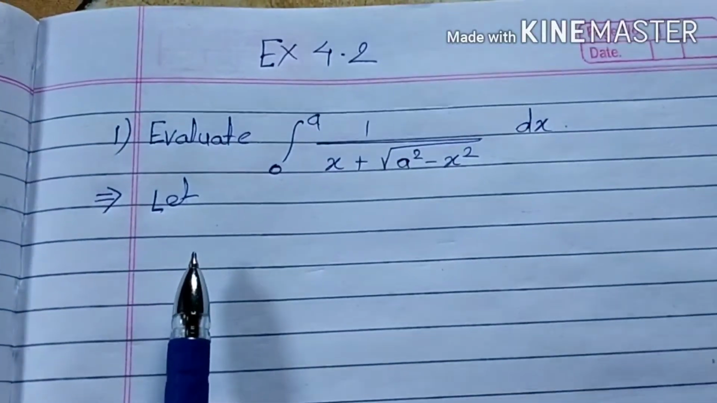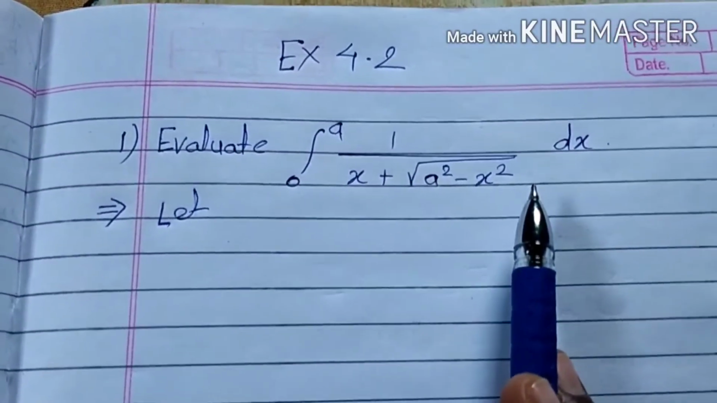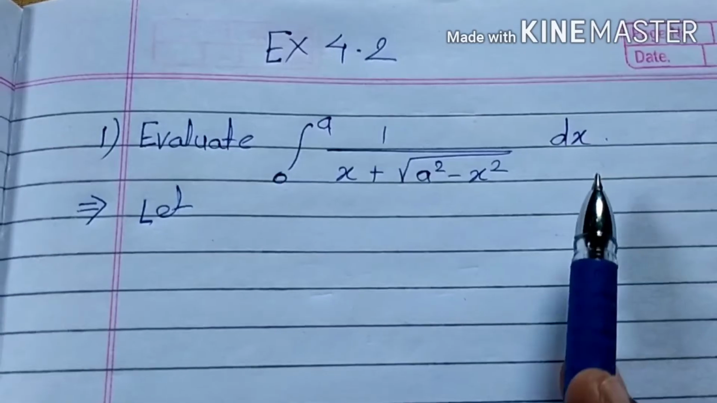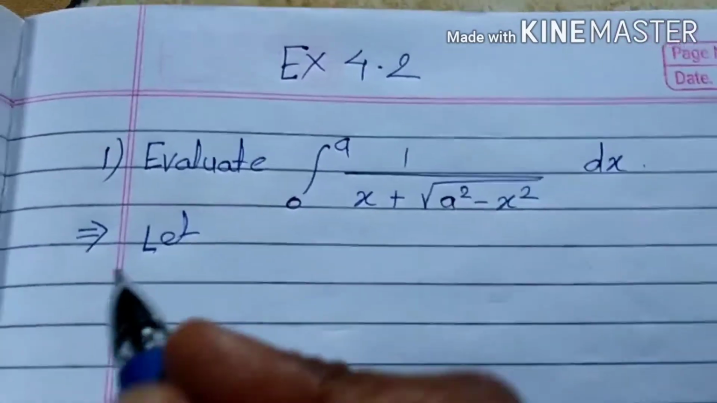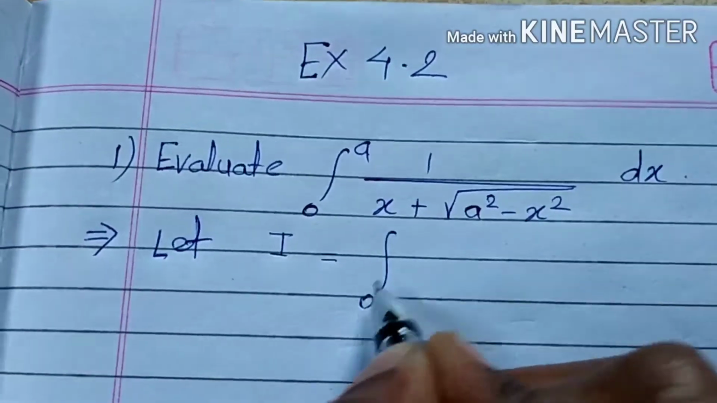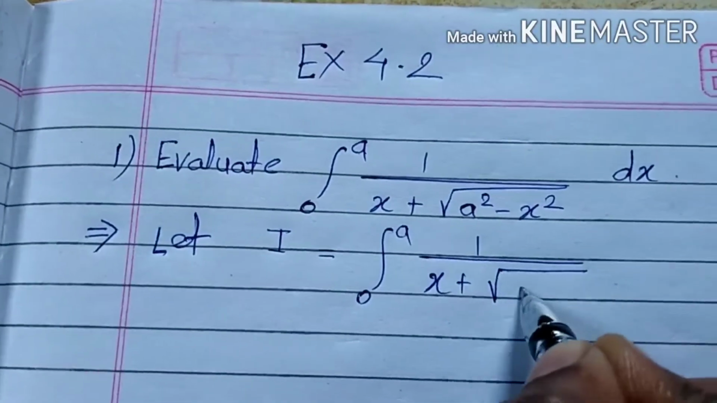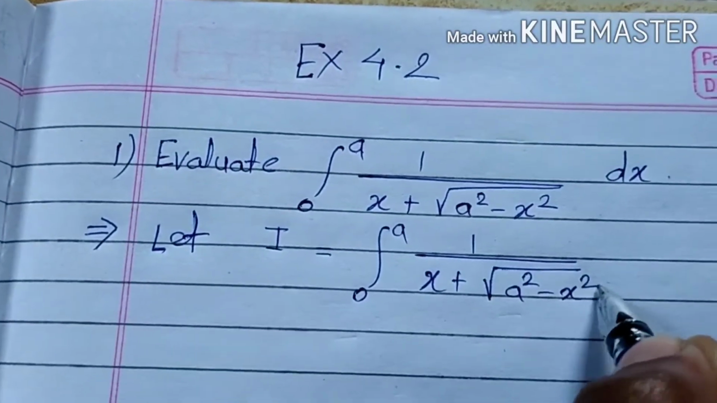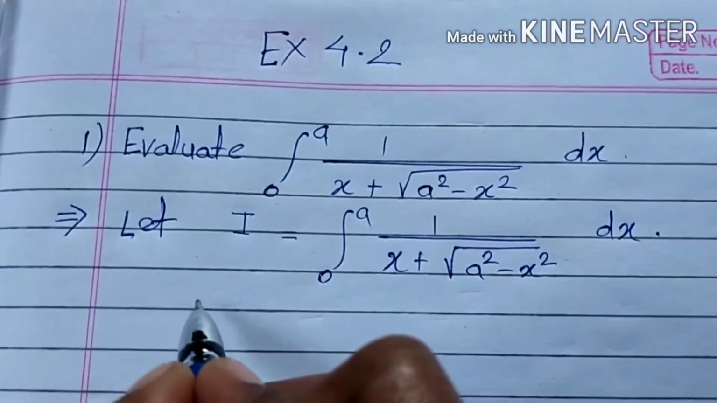Our first example: evaluate the integral from 0 to a of 1 upon x plus under root of a square minus x square dx. We can solve this example by using a property. So let I be equal to the integral from 0 to a of 1 upon x plus under root of a square minus x square dx. Now here we put some substitution.